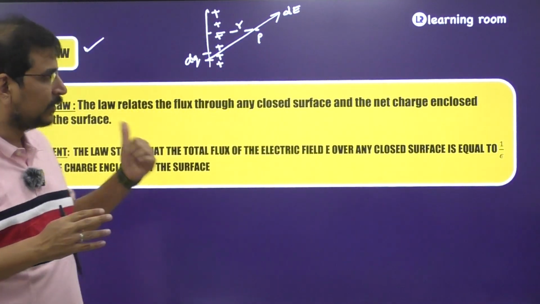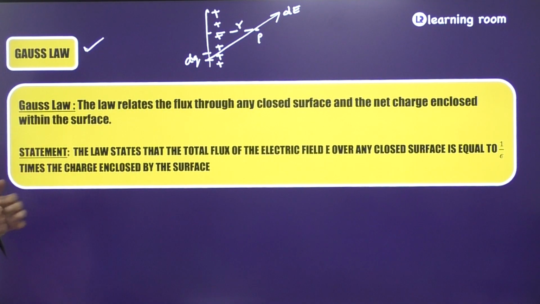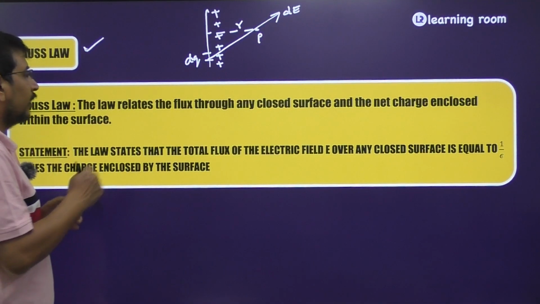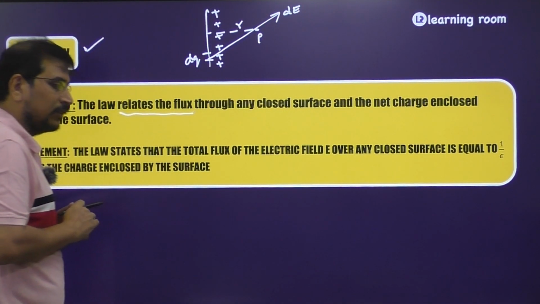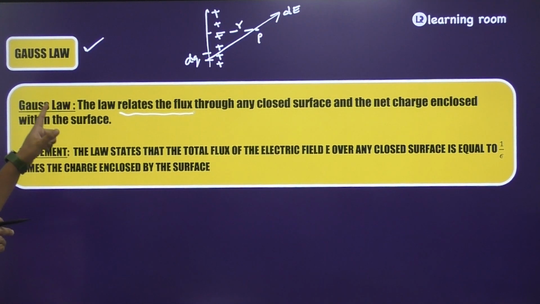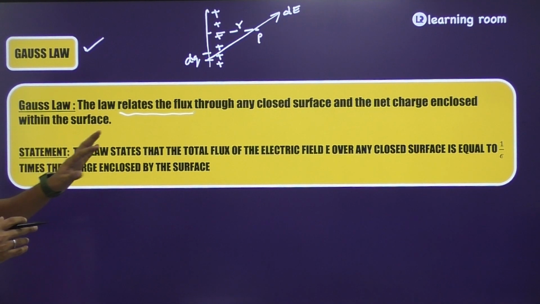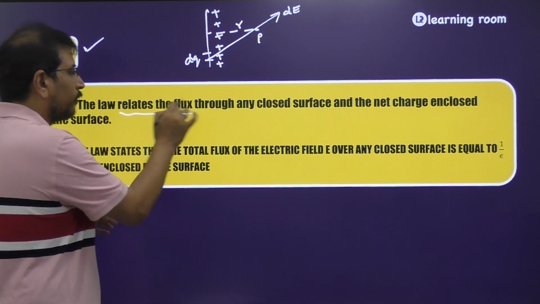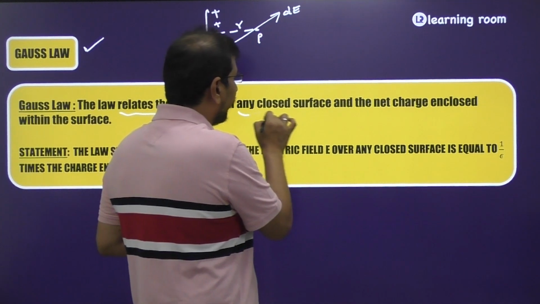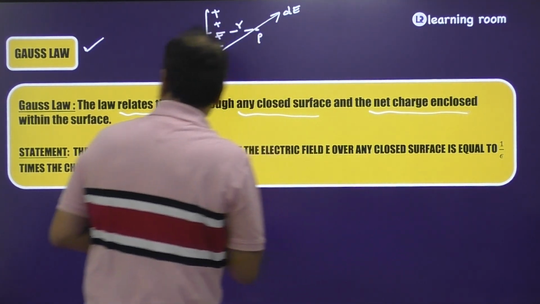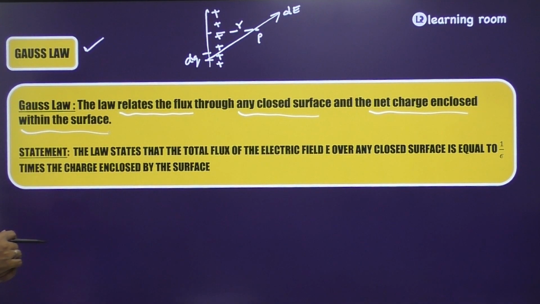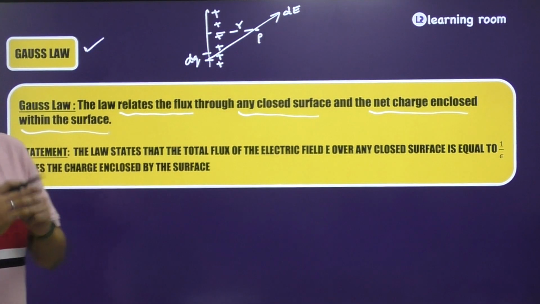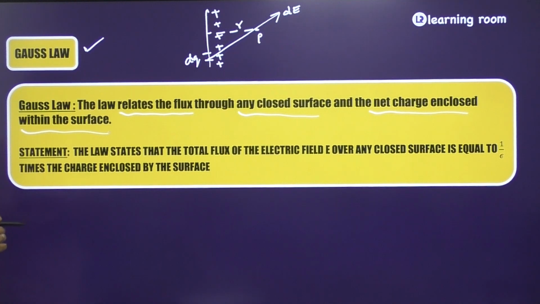So having said this, let's first try to understand the definition of it. So what does it state? It relates the flux. Here the flux means electric flux. Gauss law is applicable for electricity and magnetism also, so there the flux will be magnetic flux. So listen to this carefully. The law relates the flux through any closed surface and the net charge enclosed within the surface. I hope this point has got registered in your mind. So having said this, let's see how they are related.